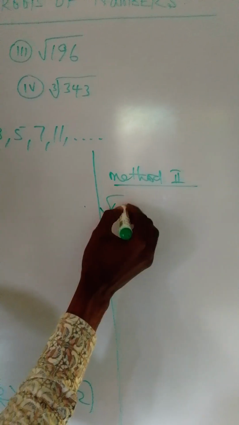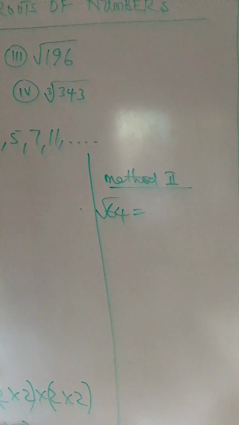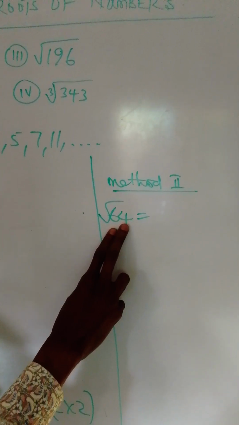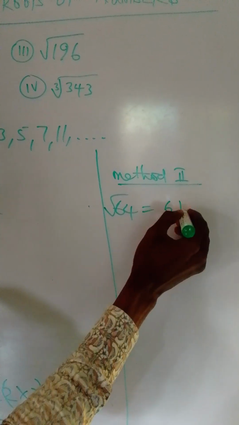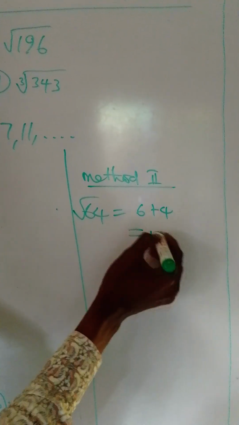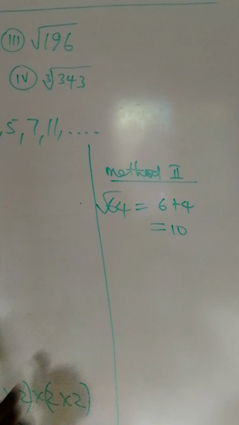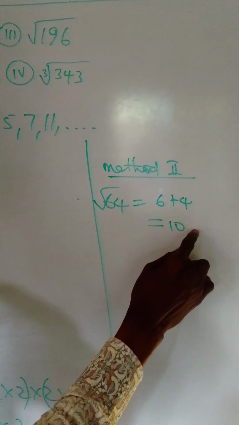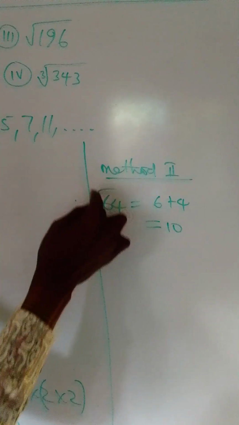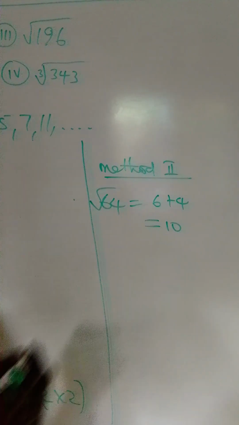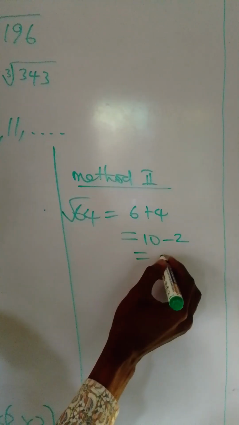So I have 64. So I have two digits in the roots, 6 and 4. That's 64. So I have to add these two digits together. 6 plus 4, giving me what? 10, right? Then I will have to subtract 2 from 10. Where's the 2 coming from? This sign, which is called square root. Square means 2. So I'm going to subtract 2 from it, giving us what?